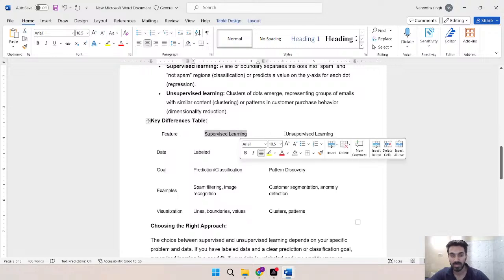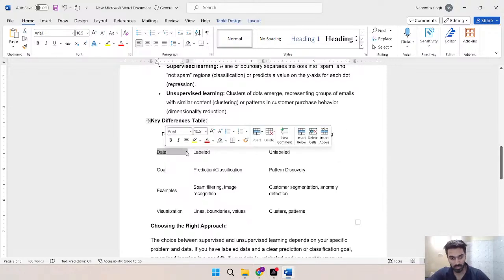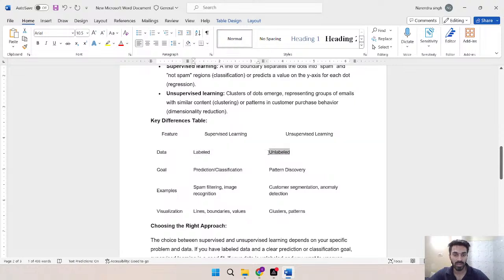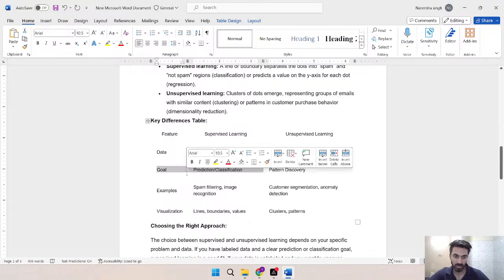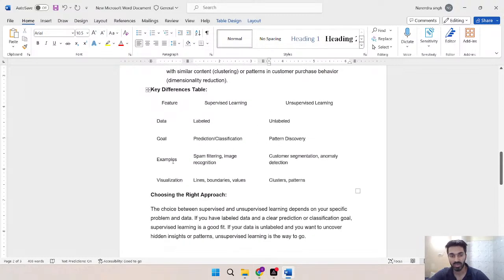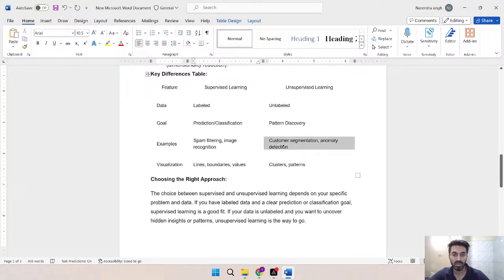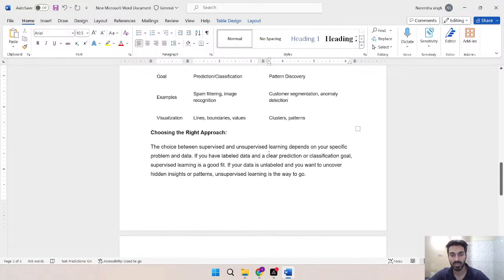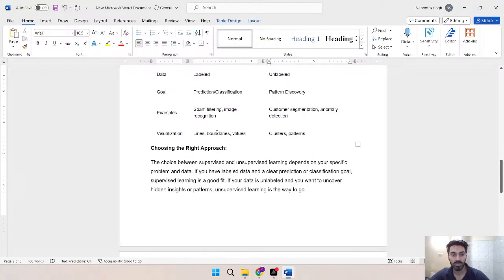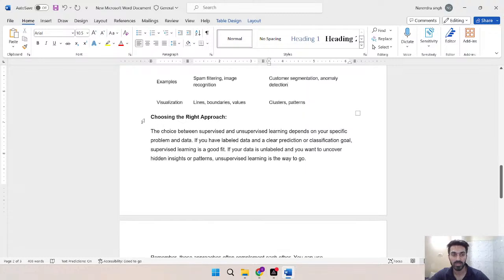Okay, now coming to the key difference table. So again, supervised here and unsupervised here. In supervised, the data should be labeled, and in unsupervised it should be unlabeled. The goal is prediction and classification. Here it is pattern discovery, where you have to find patterns like clusters. Examples of supervised: spam filtering, image recognition, spam or ham. Here: customer segmentation, anomaly detection, dimensionality reduction. For visualization, you learn boundaries, or you see cluster patterns.